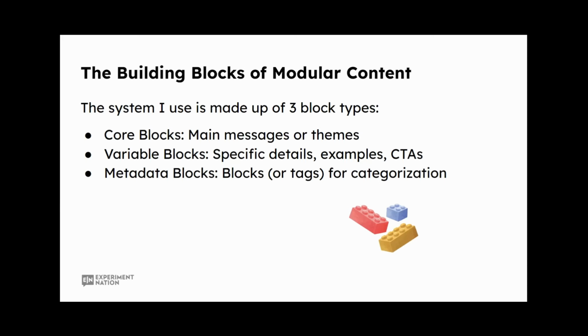Core blocks are the main messages or themes. These are the big ideas, the core content that you want to reuse across different platforms. Variable blocks are the specific details, things like examples, statistics, quotes, or calls to action. These are the flexible pieces that can change depending on where you use them.